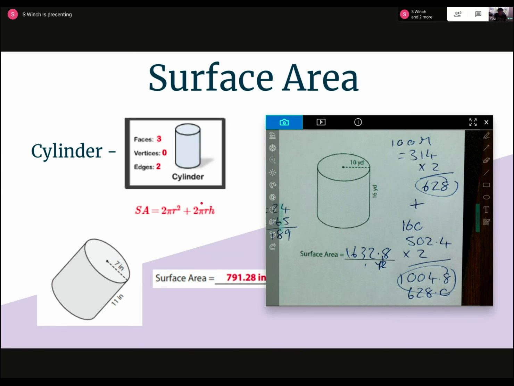Sometimes you're given the vertical height, sometimes you're just given the slanted height. So depending on the question that they're asking for, if it's volume, they're more than likely going to give you the vertical height, sorry. If it's surface area, they will give you the slanted height. So just be aware that you're likely to be given both or just one.